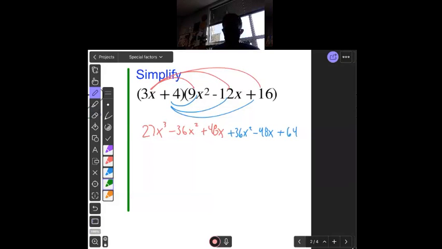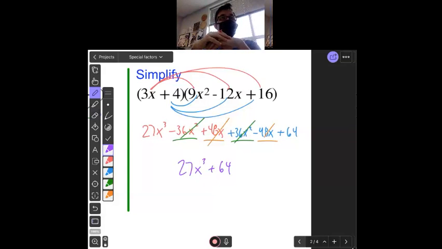So we have like terms to combine. Oh, but we see that they cancel here again. And then these two also cancel. And so we end up with 27x cubed plus 64. Again, we see how everything kind of shrank, right? As far as the number of terms goes. That can, again, sometimes be confusing.